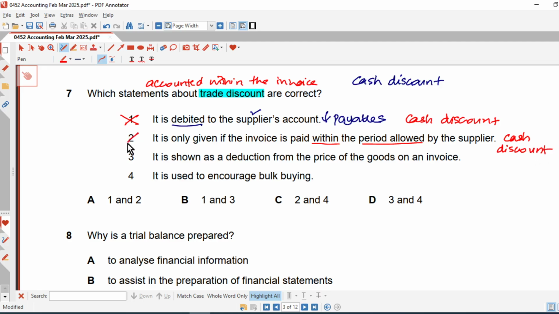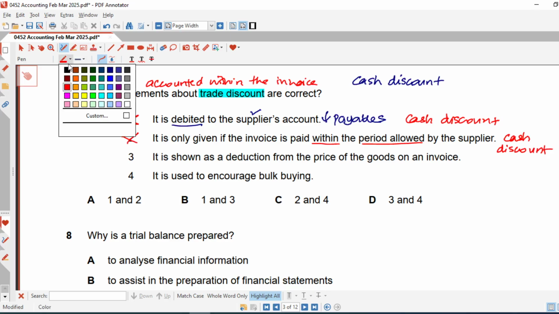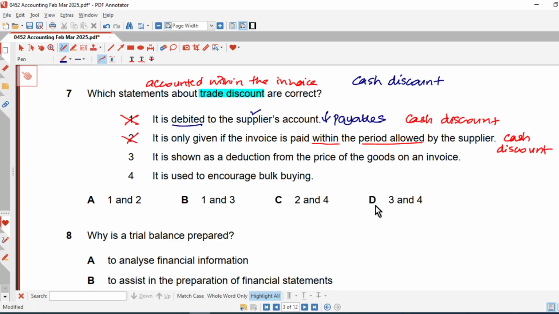So 2 is out. Now the answer should be straightforward. It's actually 3 and 4. So it's shown as a deduction from the price of goods on an invoice. Now this is an accurate description. It's used to encourage bulk buying. Yes, that is true. So 3 and 4 would be your answer.